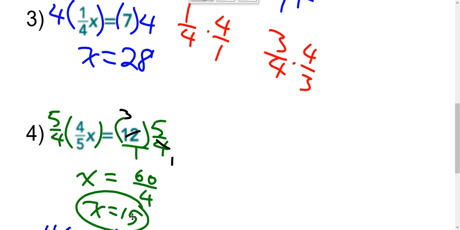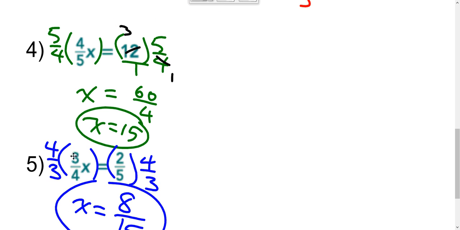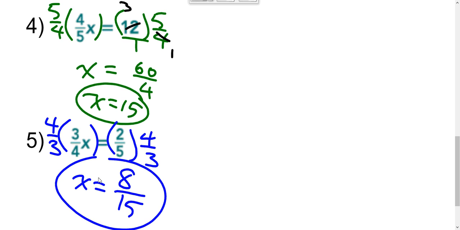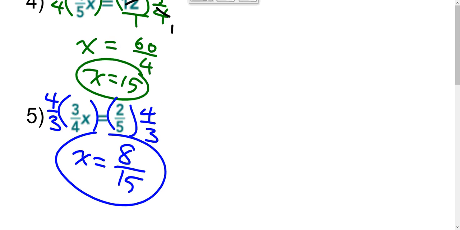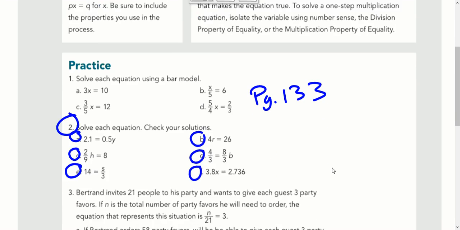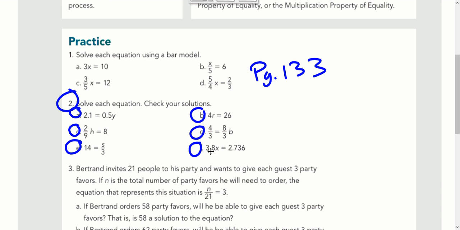x equaling 15. Okay, and then on 5/3/4 x, I could do 4/3 on both sides. So multiply both sides by 4/3. I would get 8/15 as my answer. x equals 8/15.